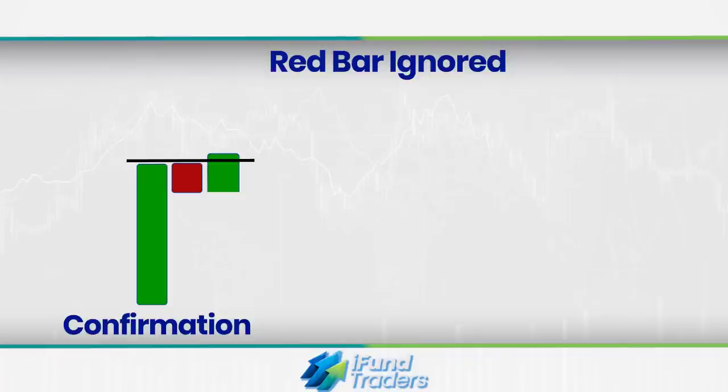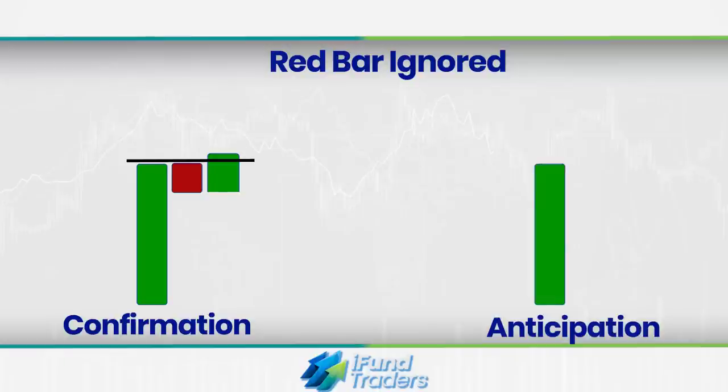Now, that's the way we enter confirmation. Let's do anticipation. All right. Anticipation is when you have, oh, I did that wrong color. This.